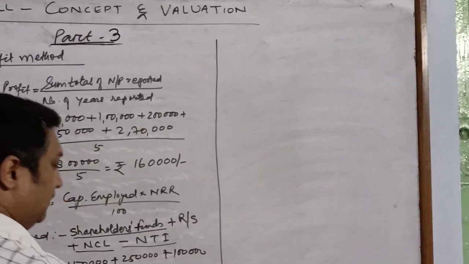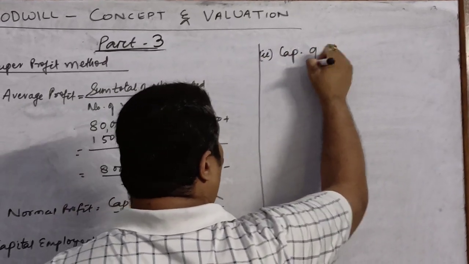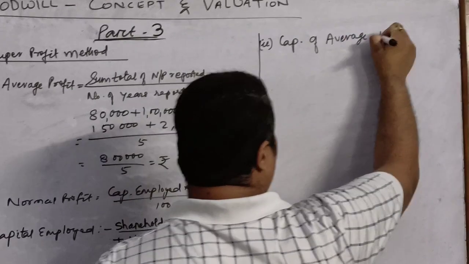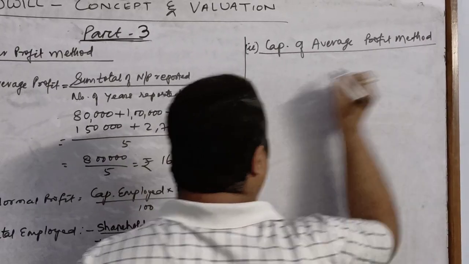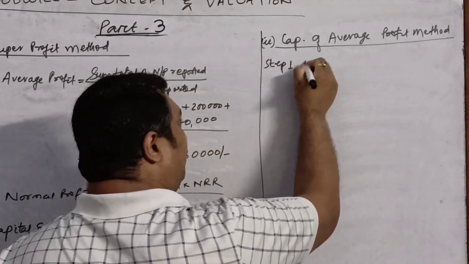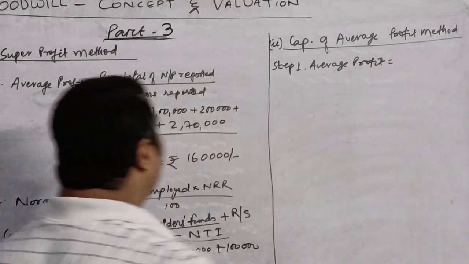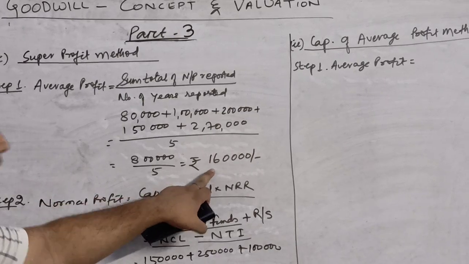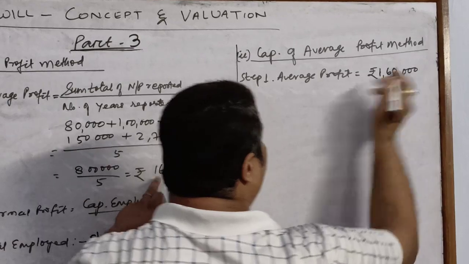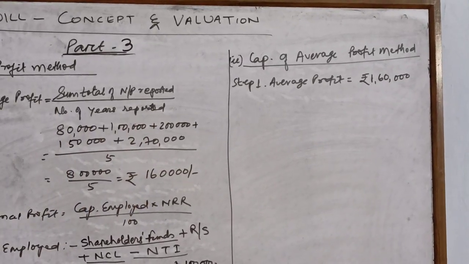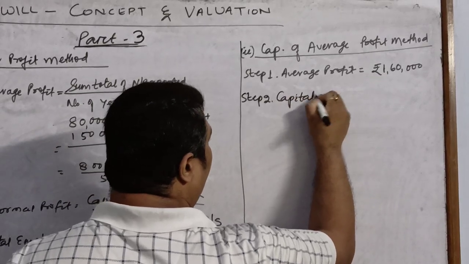Now we will continue with the same sum using the capitalization of average profit method. In order to calculate goodwill by using this formula, if you remember, the first step was to calculate the average profit. So just now if you see, children, we have calculated the average profit at rupees 1,60,000. So I am not repeating it once again, I am just writing it over here. Average profit is 1,60,000.